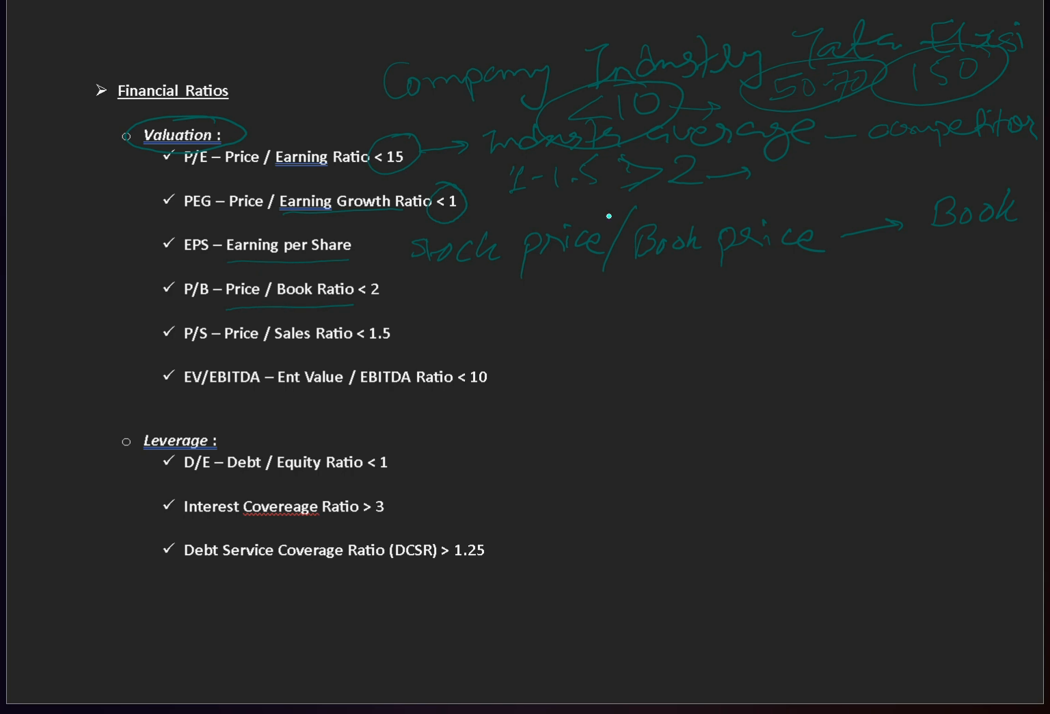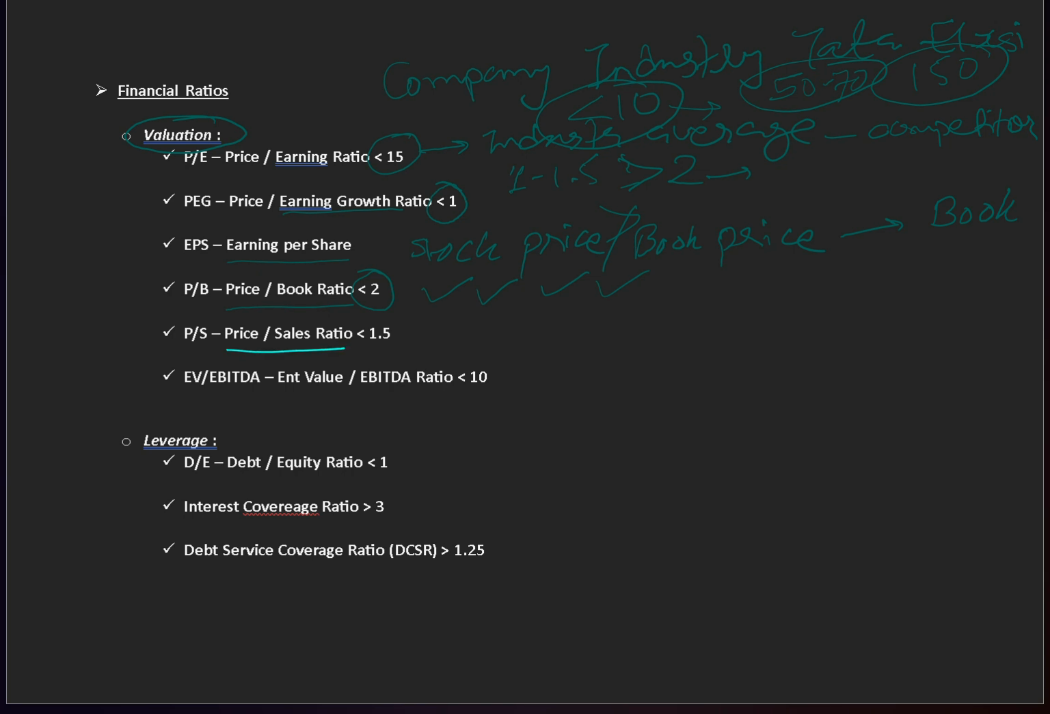Generally, the stock price is always greater than the book price. So when you find a company whose stock price is nearly equal to book price or the ratio is less than 2, and while comparing other ratios you find that all the ratios are favorable, then this is a good valuation and you should buy this stock.